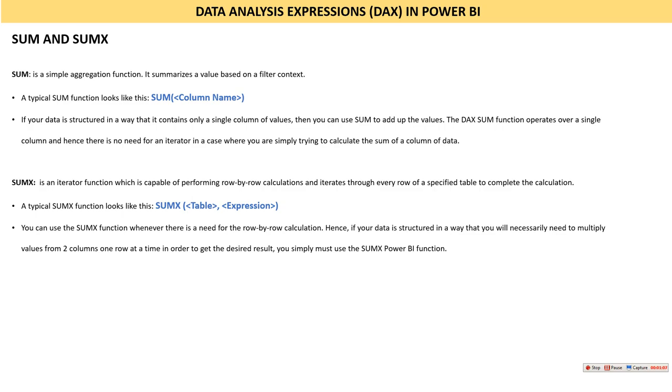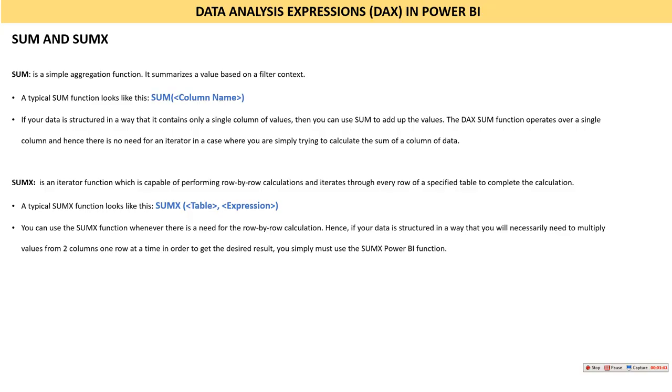If your data is structured in a way that contains only a single column of values, what you are going to use to add up such values is the SUM function. That is, the SUM function operates over a single column, and hence there is no need for an iterator. A typical example of the SUM function looks like this: SUM with the column name, the column that you want to aggregate, the column that you want to add up in that particular table. That is what is going to follow after your SUM function.